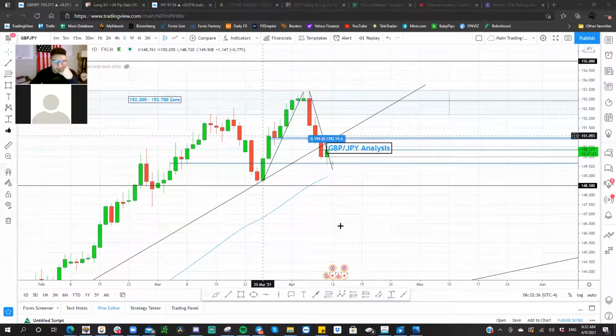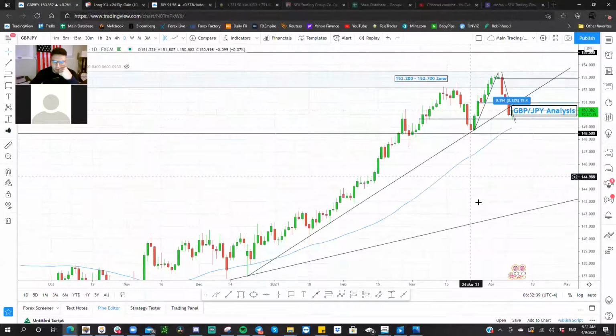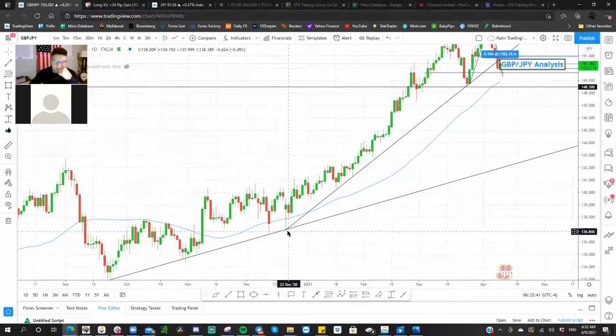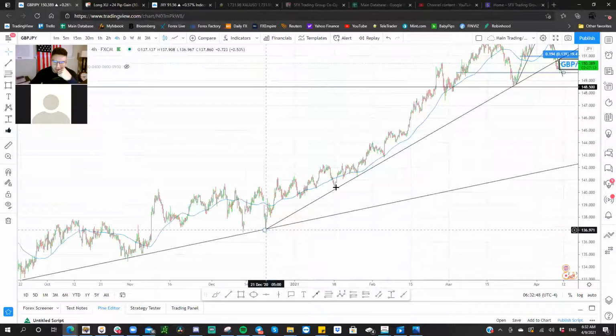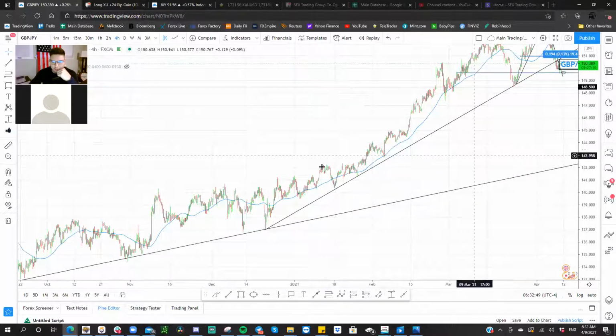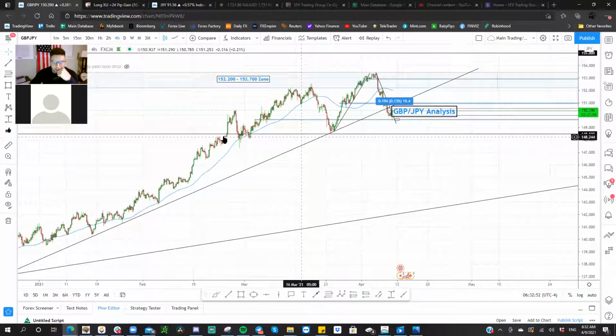So obviously GJ's been in a major bullish trend since December 21st, and we've just been pushing. If you take a look at the 4-hour, we've been bouncing off this bullish trend for quite some time. Bounced off right over here after creating support at a previous support over here.